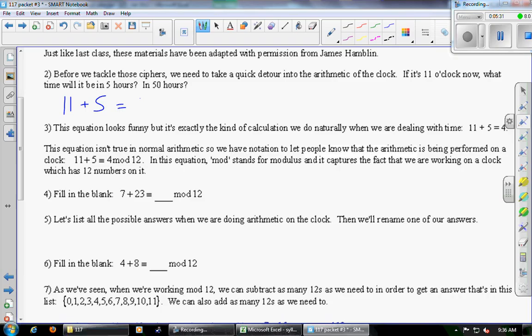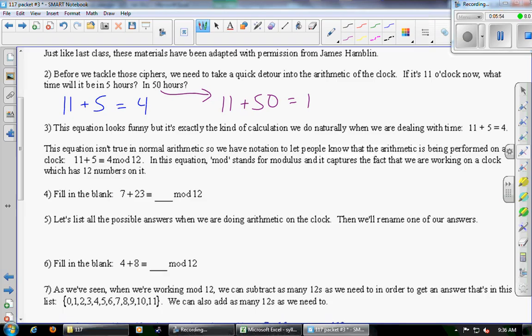Can you guys, with your neighbors, answer those two questions? Okay, the 5 hours. What time is it in 5 hours? Four. Is it 4 o'clock? So what we're saying is that if you take 11 and you add 5 hours, you get 4 o'clock. Yes? It looks really strange to write that equation because it's not true, but on the clock, it is true.